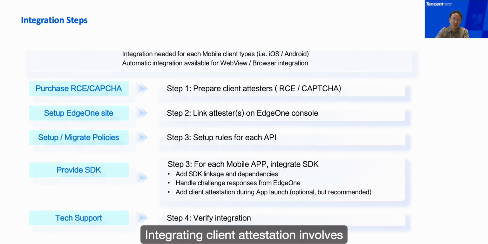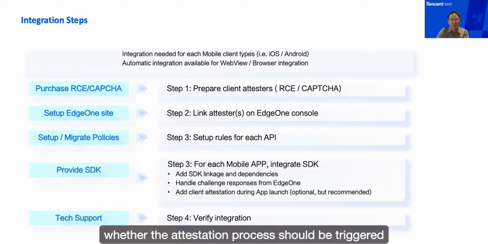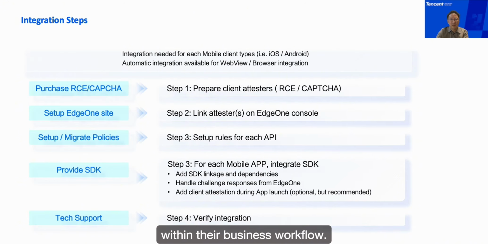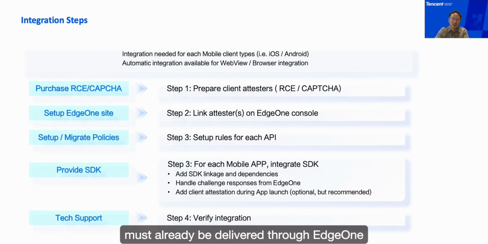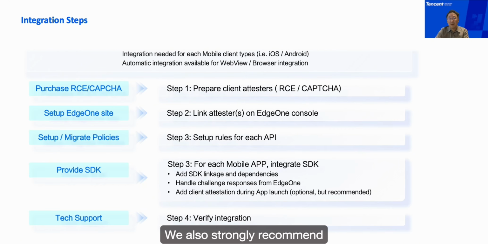Integrating client attestation involves more client-side work than a traditional EdgeOne setup. The customer's development team must embed the SDK into their application and determine whether the attestation process should be triggered within their business workflow. Before configuring attestation, all relevant pages must already be delivered through EdgeOne with the correct site delivery settings. We also strongly recommend an end-to-end workflow review involving both EdgeOne engineers and the customer's developers.